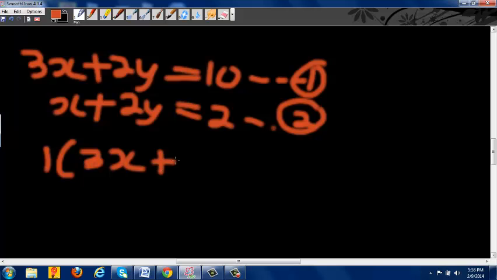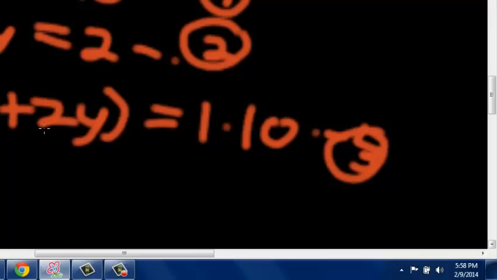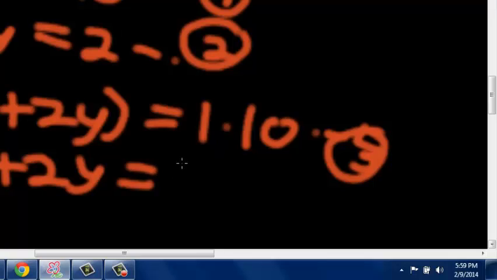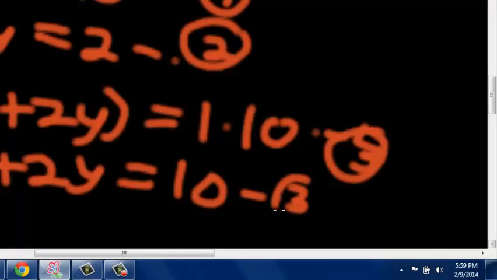3x plus 2y is equals to 1 multiplied by 10. This will give us equation 3. Once we multiply that out, we will still get 3x plus 2y, because 1 multiplied by 3x is 3x. 1 multiplied by 2y will still give us 2y. 1 multiplied by 10 will give us 10. Let us name this equation 3 still.